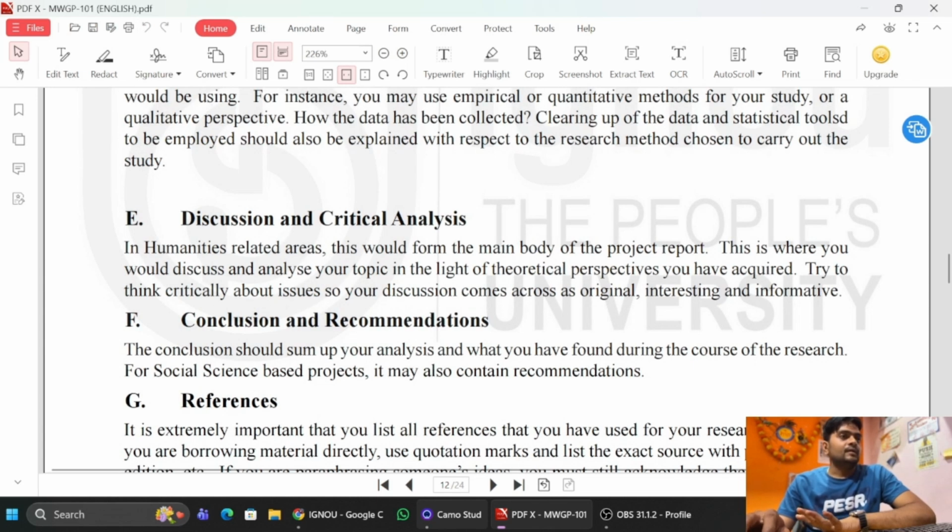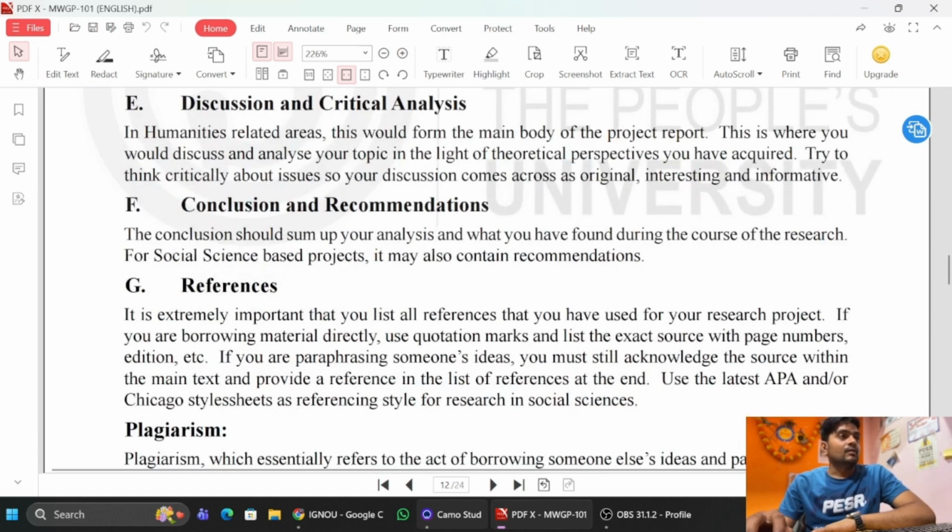In this part, this is a body part, right? You have to mention all the things like tables, graphs, and represent all the data in a tabular and organized form in this section. This is what this particular section is telling us. In humanities related areas, this would form the main body of the project report. This is where you would discuss and analyze your topic in the light of theoretical perspective you have acquired.